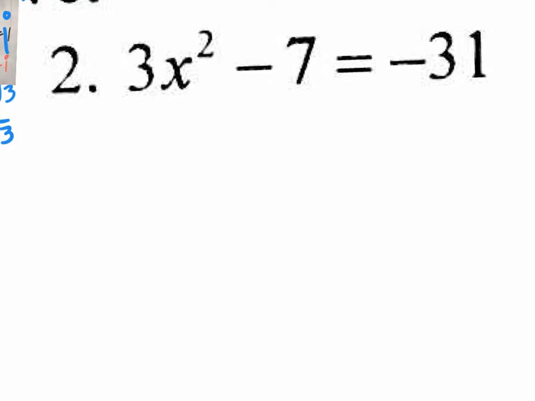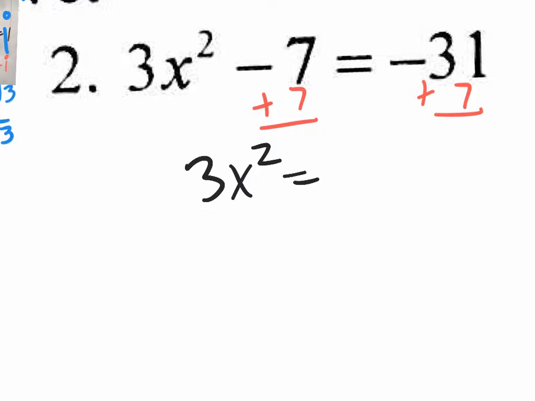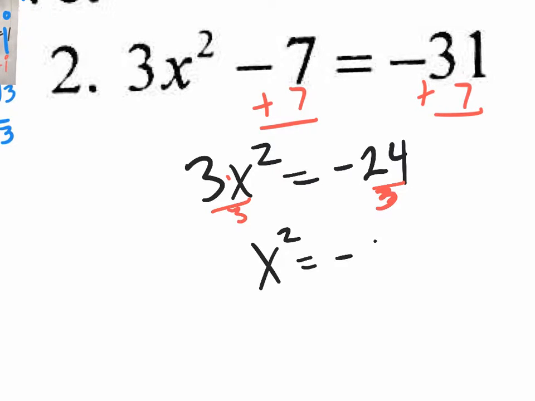So let's take a look at number 2. What do I do? Add 7. Rewrite. 3x squared equals what? Negative what? 24. What's my next step? No, you got to isolate it first. Get rid of the multiplication of 3 out in front. Divide by 3. Now we have x squared equals negative 8. What do I do next?